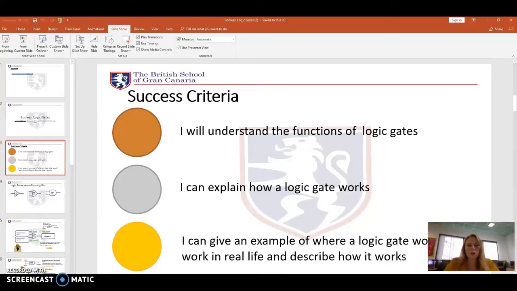So for this homework this week, you're going to learn about Boolean logic gates. This homework will be split into 3 sessions where you're going to learn what each gate is. Then you're going to decode each gate, and then you're going to complete some tests. Okay, so nothing to worry about now. So first of all this week, you're going to understand the functions of each logic gate, and then you're going to explain how each logic gate works over the course of the 3 weeks.